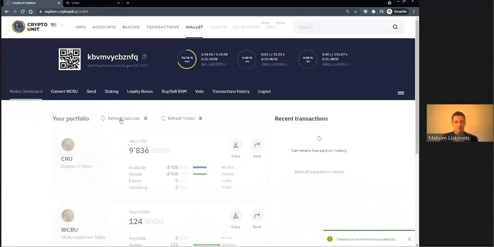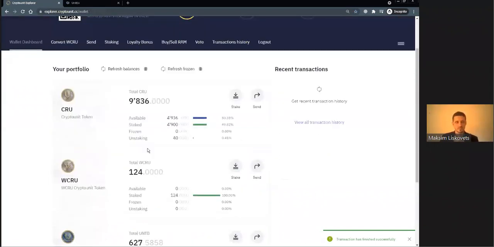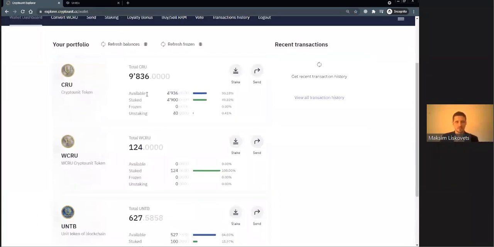Let's come back to our main wallet. So we refresh balances, and we see that in this particular case 4,900 CRU tokens are staked for the time being, whereas 40 CRUs have been unstaked, and they are on their way to our wallet, and 72 hours after, we will see them in the field available.